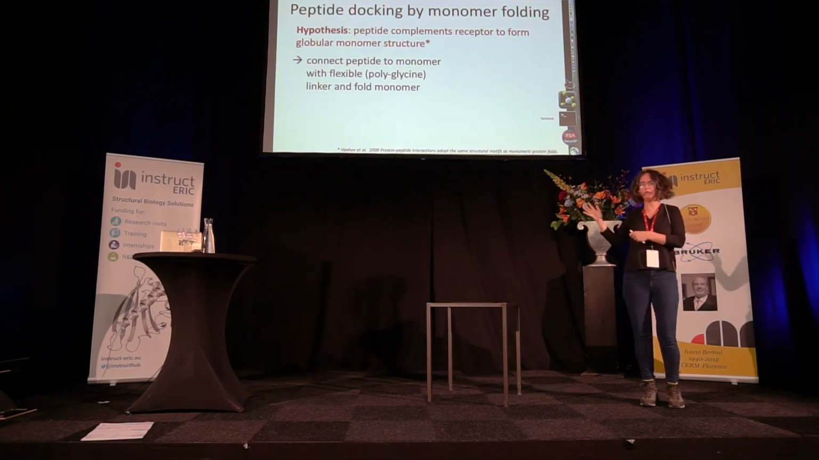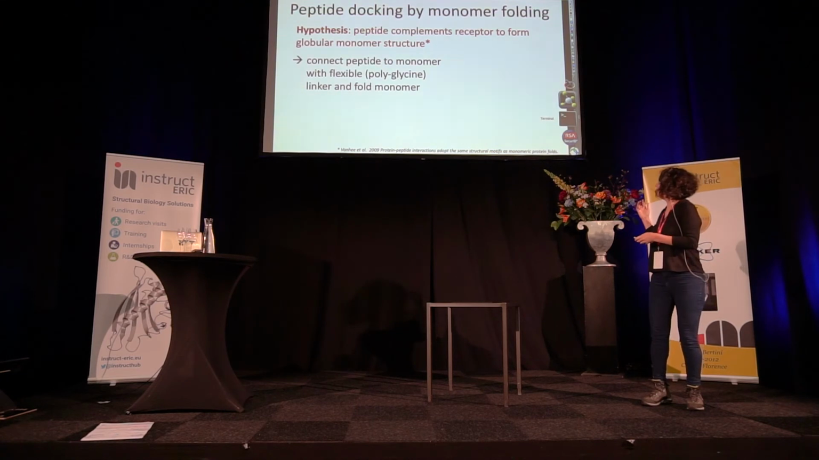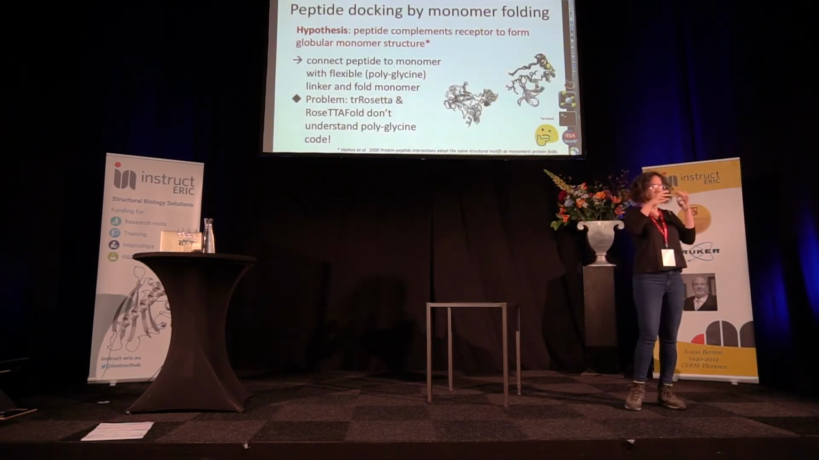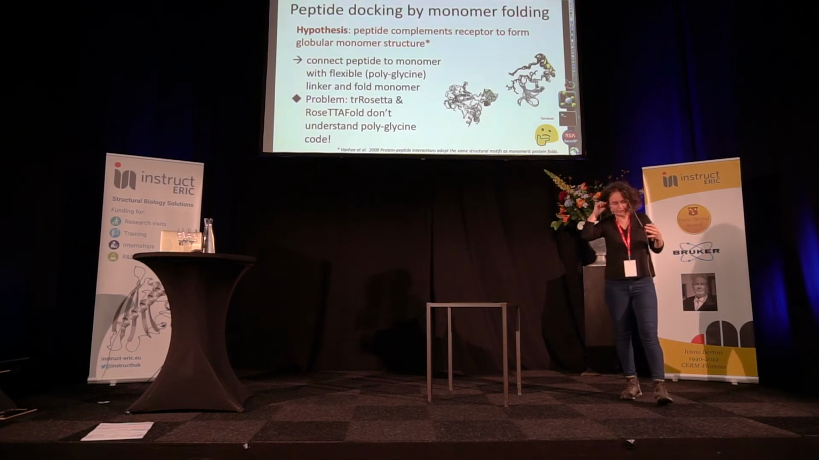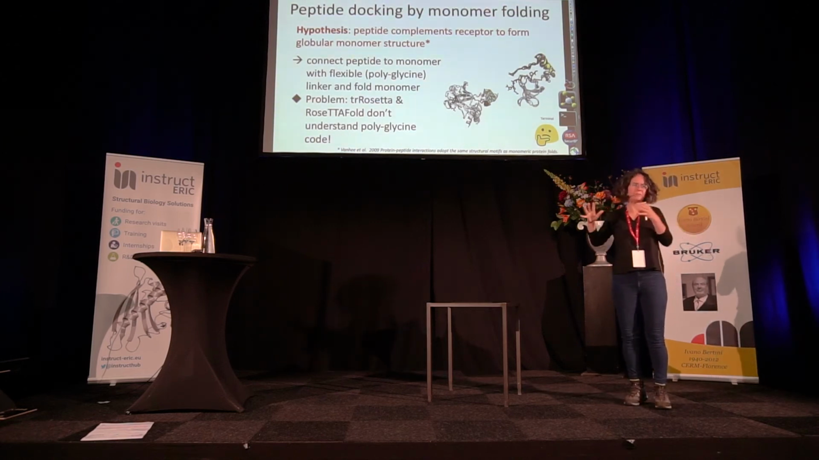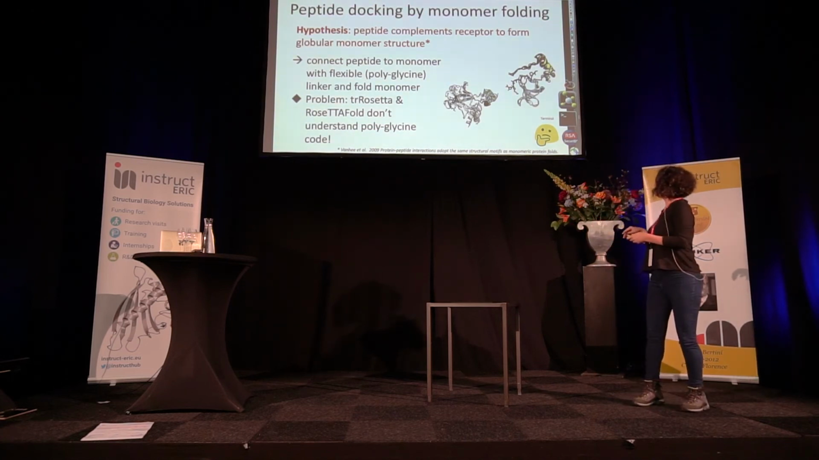And we tried to do this using protocols like Rosetta and RoseTTAFold, and it failed miserably. It really didn't work. And the reason why it didn't work is because the polyglycine was thought of as something that we have to fold. They couldn't really identify these unstructured regions, neither RoseTTAFold or Rosetta and other protocols that we tried. And other people have tried similar things and it didn't work. And so we were really desperate.